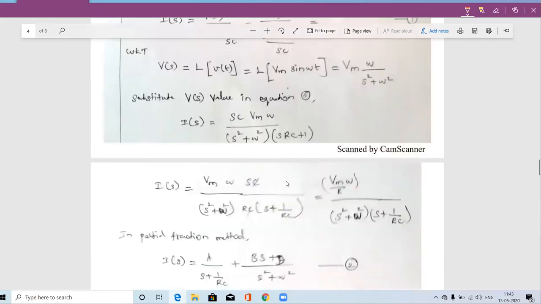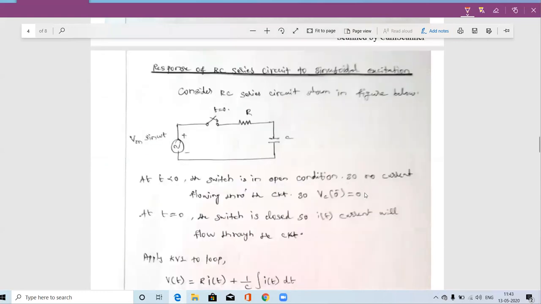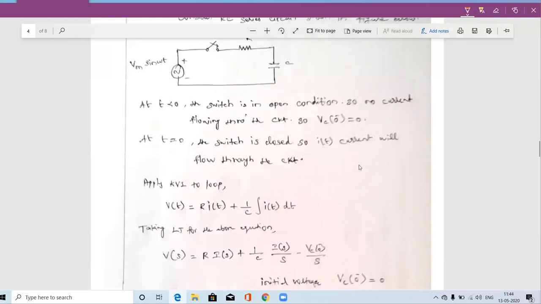So similarly, we have to study the response of the RLC circuit to sinusoidal excitation. You can solve it in the same way. If you look in the book, you can study it there. I will send a photocopy. So that's all.